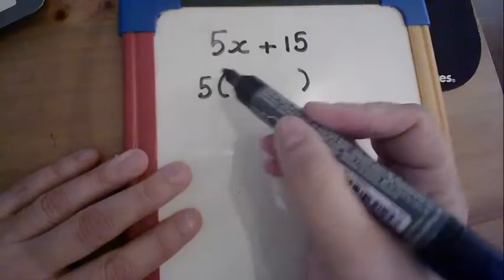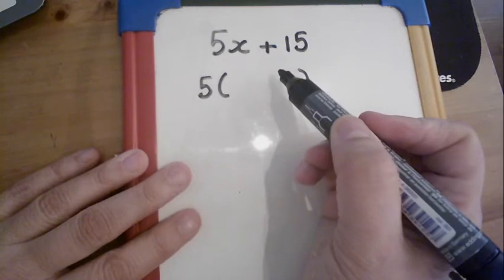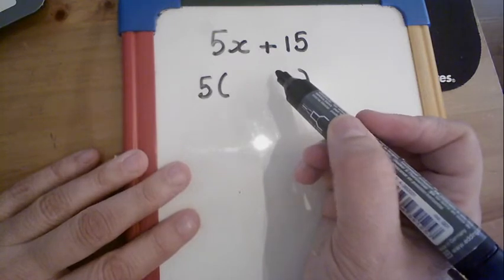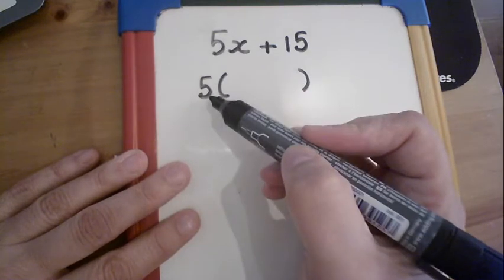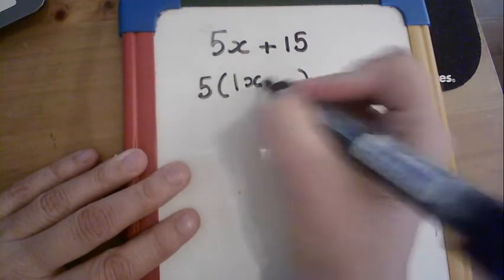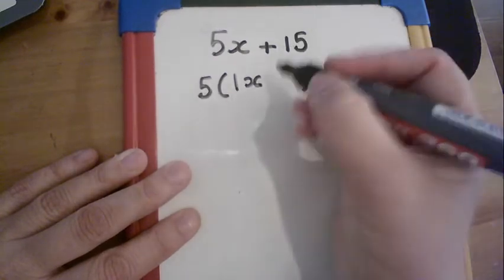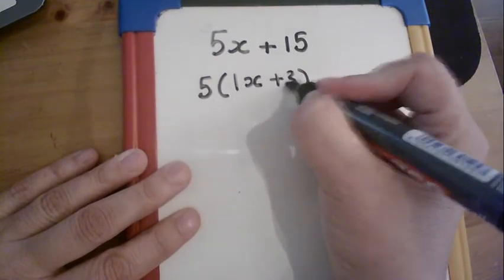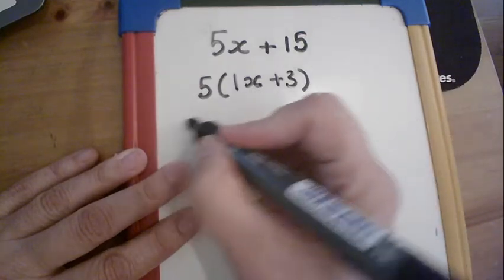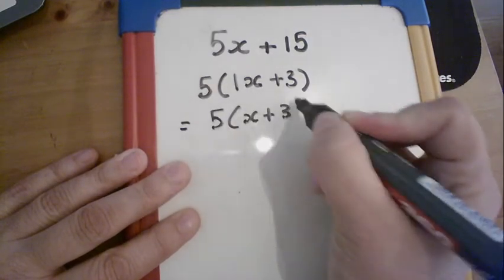Now, because normally when I expand a bracket, I multiply, I'm going in reverse, so I'm going to divide. What is 5 divided by 5? Well, it's 1. So that's just a 1x. What's 15 divided by 5? Well, that's 3. So it's plus 3. Now, we don't need the 1 there. We can just write 5x plus 3.